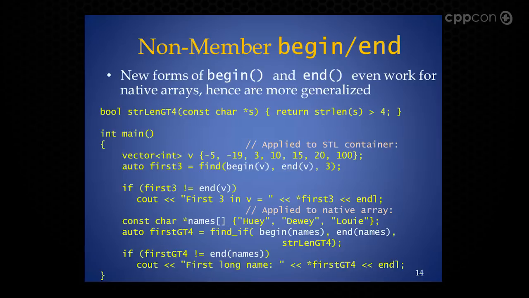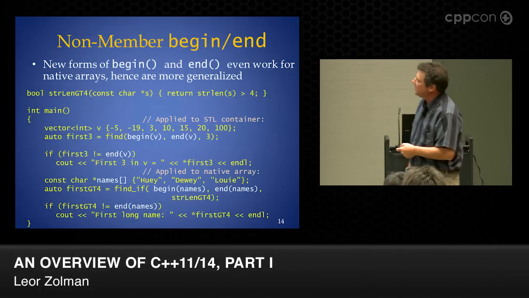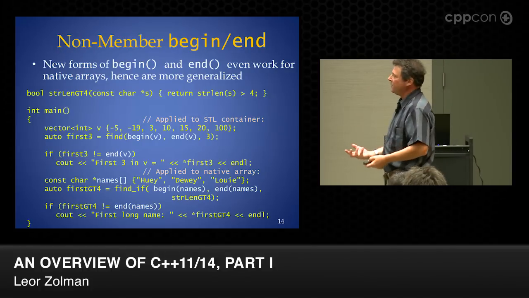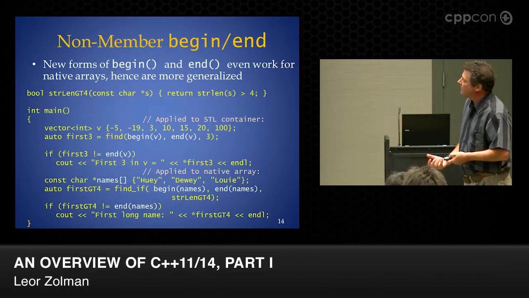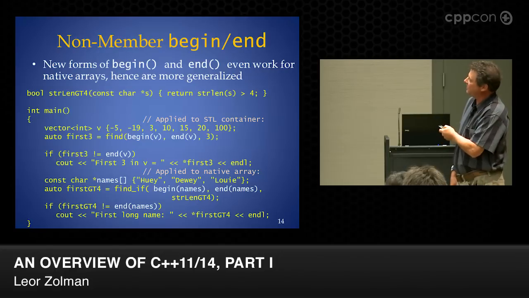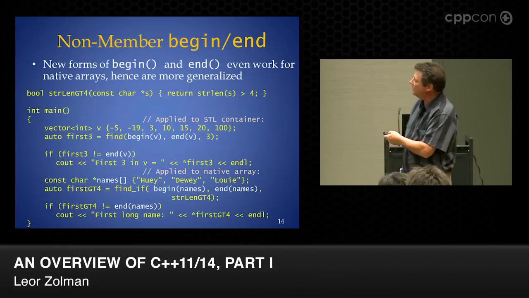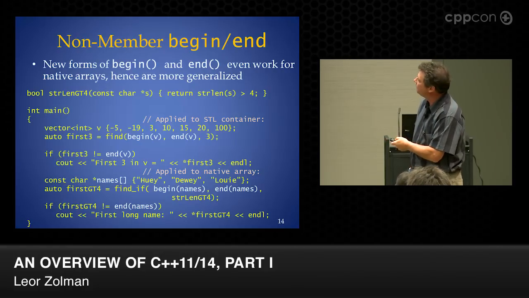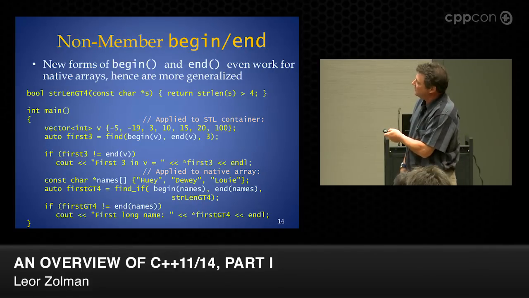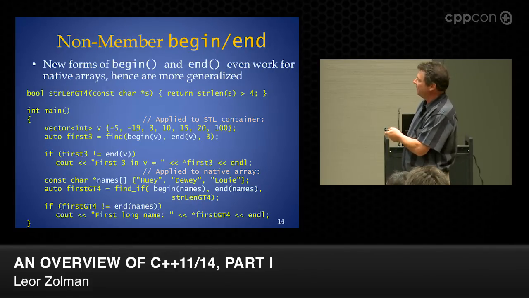So in old C++, begin and end were member functions. That's what they were. In new C++, a non-member style of begin and end was introduced, and it allows things to be written a lot more generically. So let's say we have a function called string length greater than 4 that takes a C string, returns if its length is greater than 4, and we want to apply it to a find algorithm call. Actually, we're not applying it yet. So here's a find call that just searches through this vector, this container, for some value.